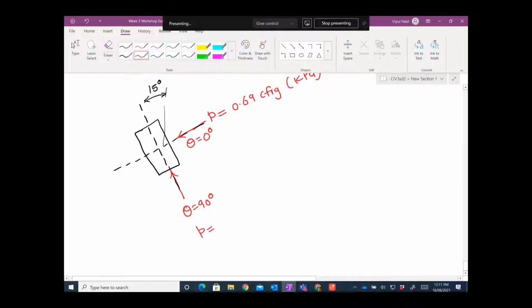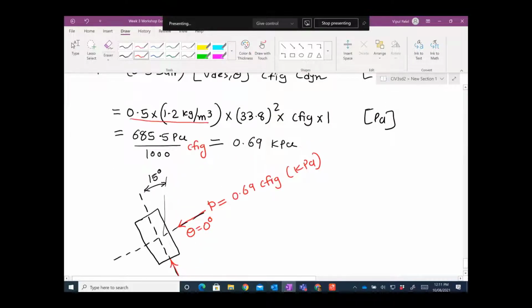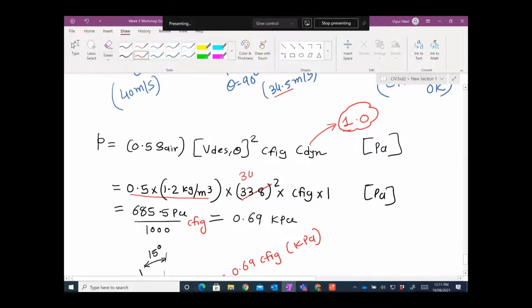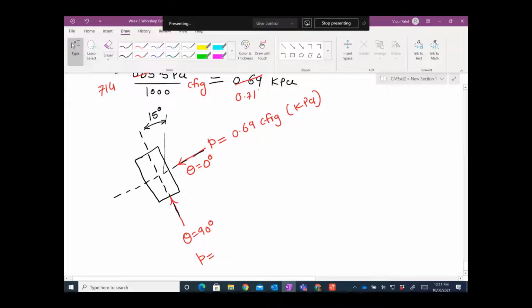The pressures that you will get is 0.5, 1.2, and we change this one to 34.5. So let's put 34.5 square. So 0.5 times 1.2 times 34.5 square, you get 714 pascals. Divide by 1000, you get 0.71 kilopascals. By the way, we're going to check it. Okay, pascals. Let me write it down here.